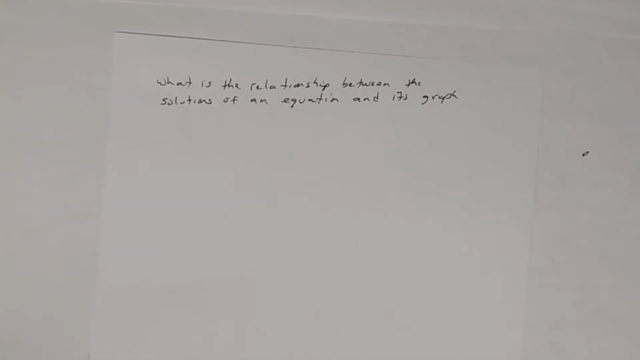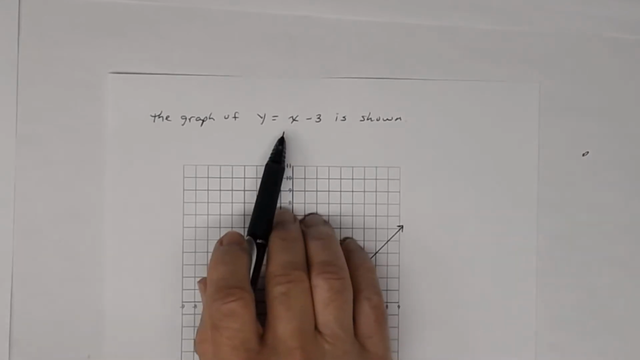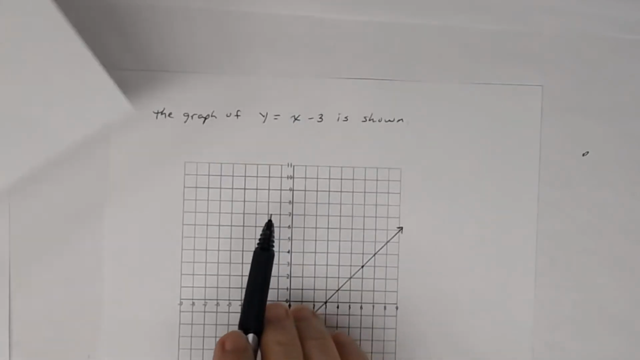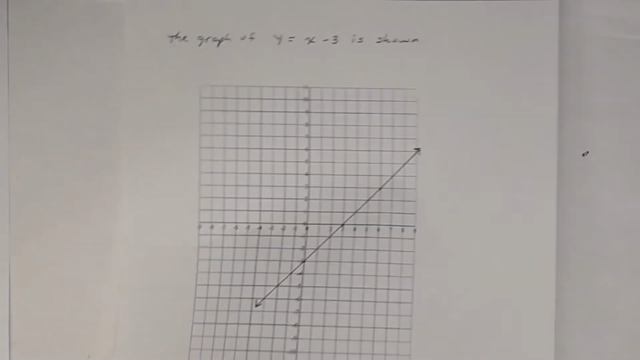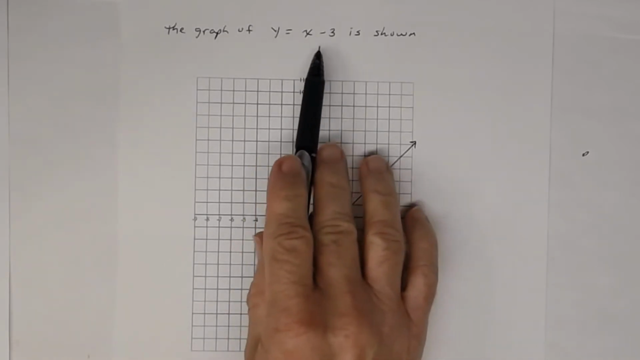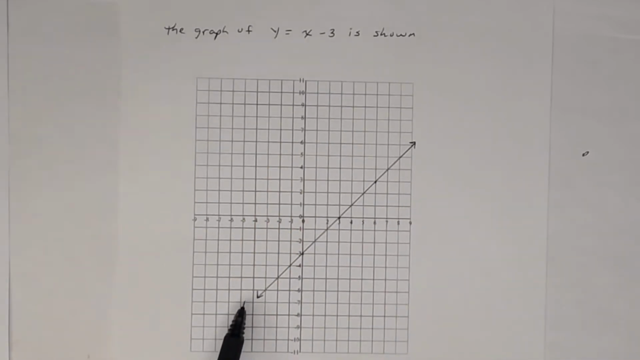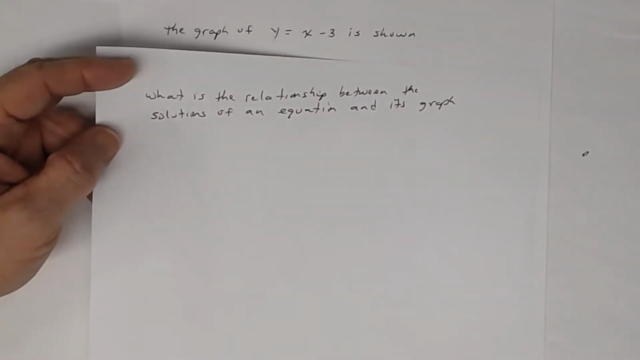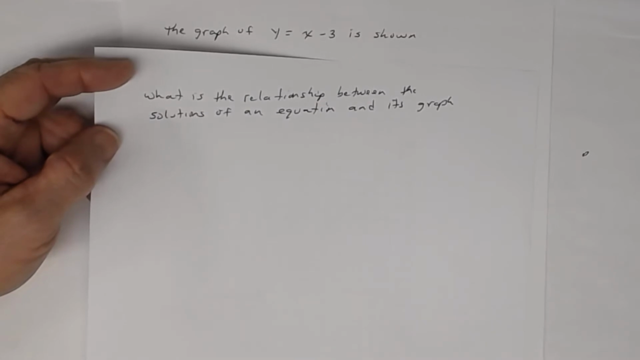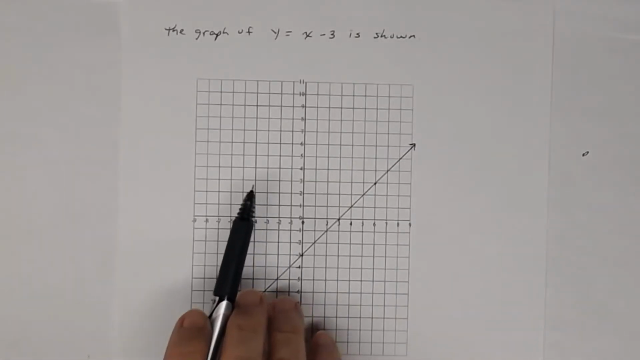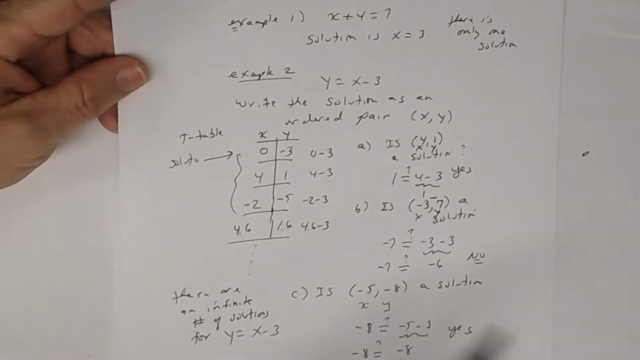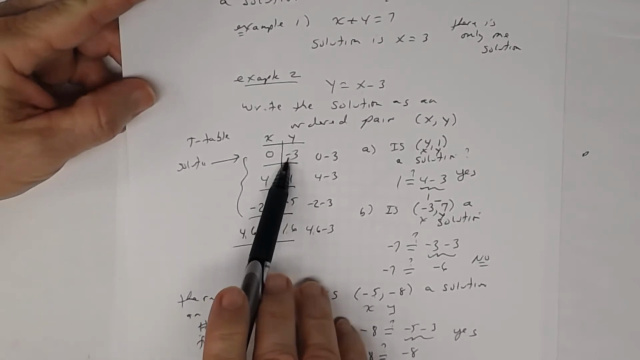All right, so listen carefully. That equation we just looked at, y equals x minus 3, this is the graph of that equation right there. That's the graph. Okay? This equation, here's its graph. All right? Now, question again was this. What is the relationship between the solutions of an equation and its graph? Well, remember, there are an infinite number of solutions here, but here are some of the solutions right here. So let's plot the point (0, negative 3).